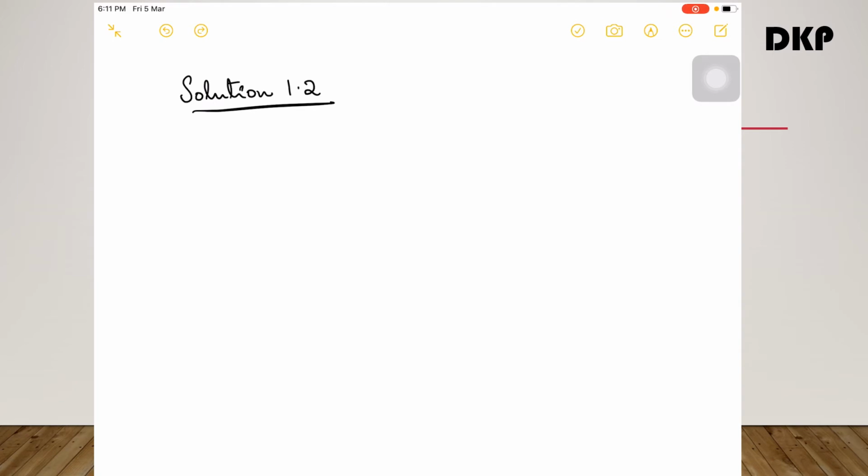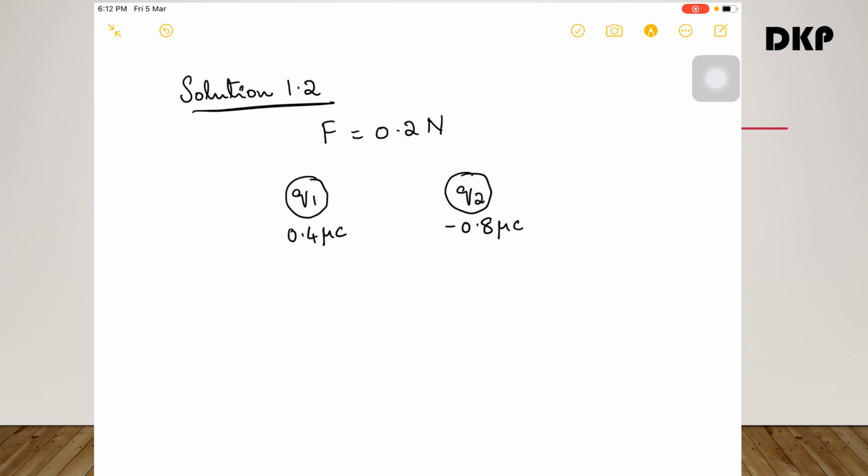Let us solve this question. In the question they have given the force between the two charges, that is force is equal to 0.2 Newton. This is one sphere Q1, this is another sphere Q2. So in the question they have given the charges of these spheres. The first sphere is 0.4 microcoulomb and the charge of the second sphere is minus 0.8 microcoulomb. So in the first part of the question you have to find the distance between the charges. So R is equal to how much you have to find out.